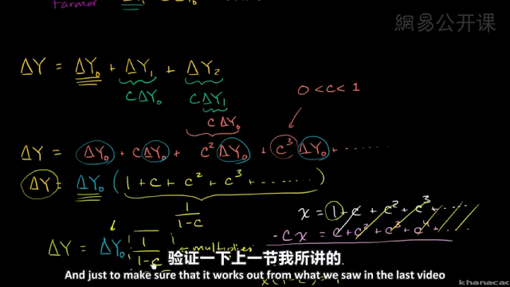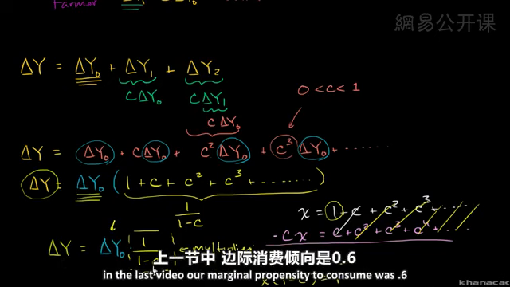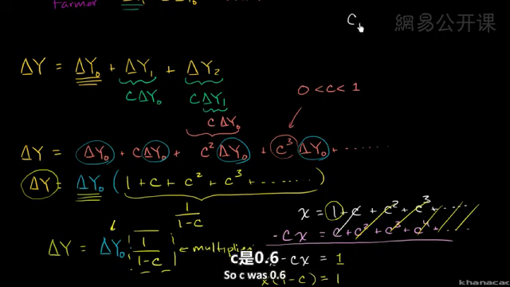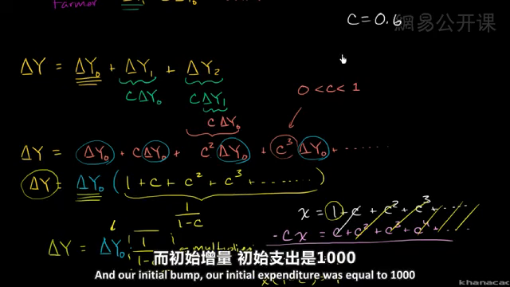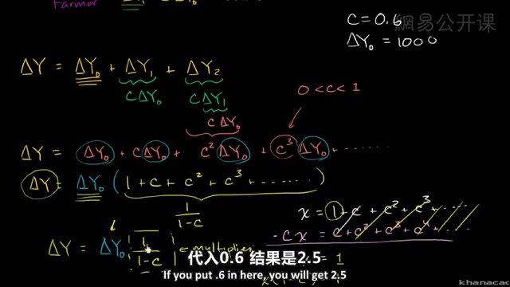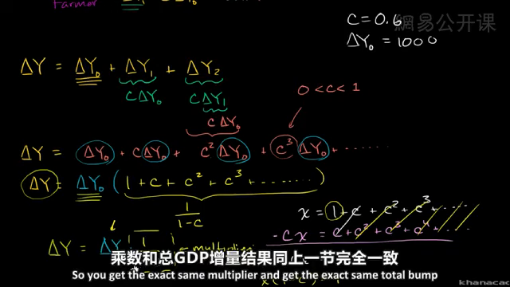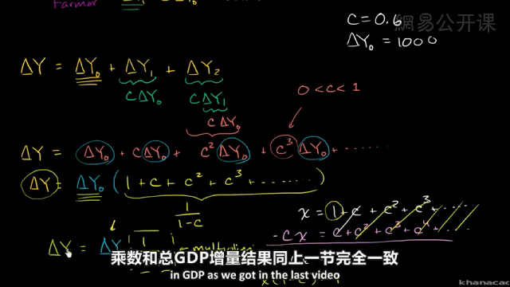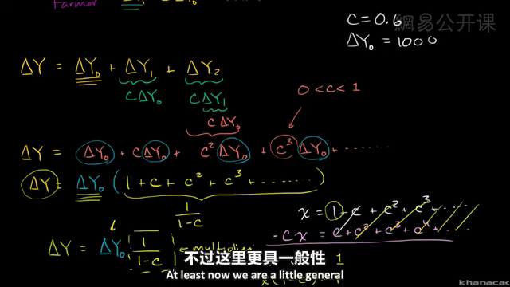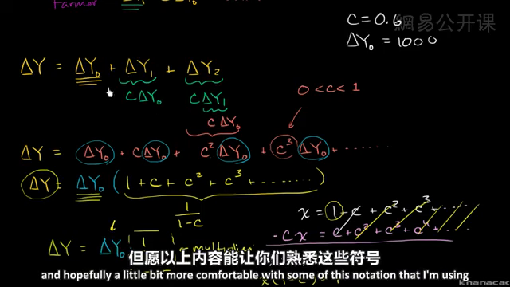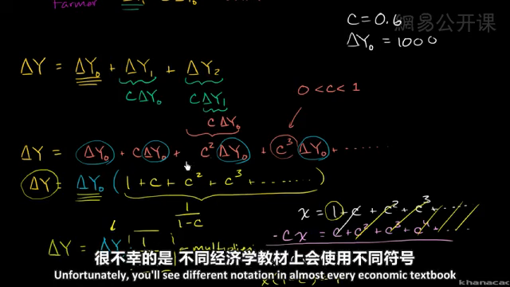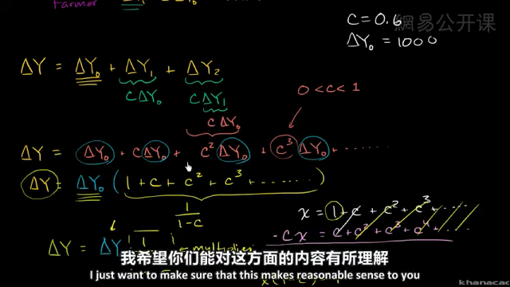And just to make sure that it works out from what we saw in the last video, our marginal propensity to consume was 0.6. So c was 0.6, and our initial expenditure was equal to 1,000. And if you put 0.6 in here, you will get 2.5, and so you get the exact same multiplier, and you get the exact same total bump in GDP as we got in the last video. At least now we have it a little more general, and you're hopefully a little bit more comfortable with some of this notation that I'm using. Unfortunately, you'll see different notation in almost every economics textbook. I just want to make sure that this makes reasonable sense to you.